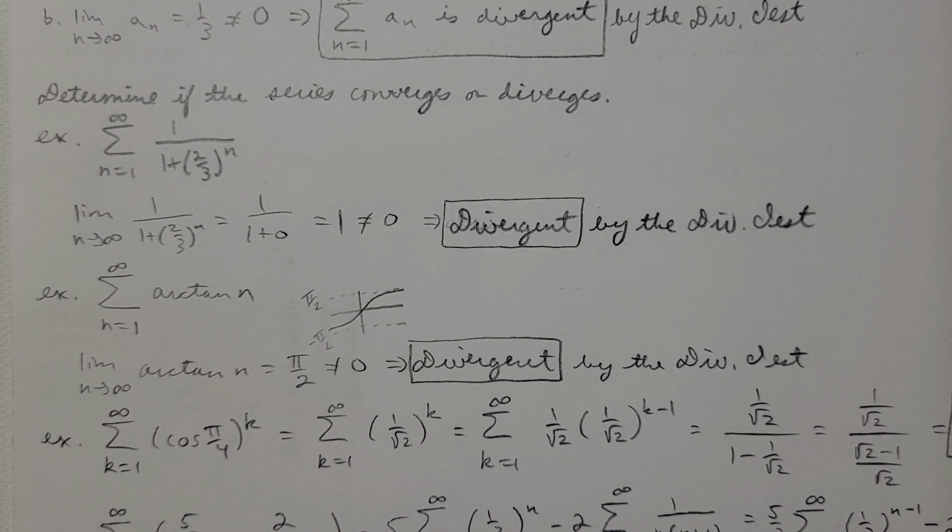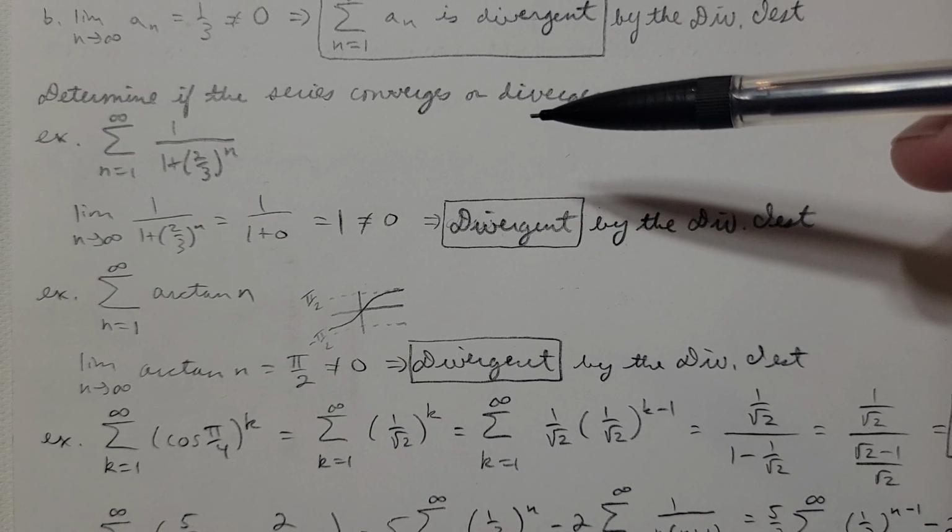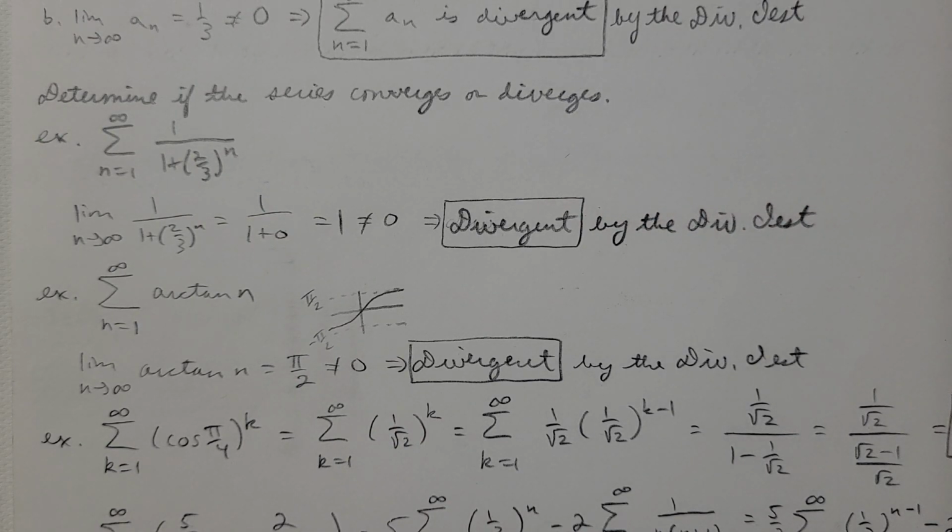So let's take a look at this example. We got the summation as n equals 1 to infinity of 1 divided by 1 plus (2/3)^n. Okay, now that's not a geometric series, right? Because I'm not in the form a times r to the n. A telescoping series is not going to work also.